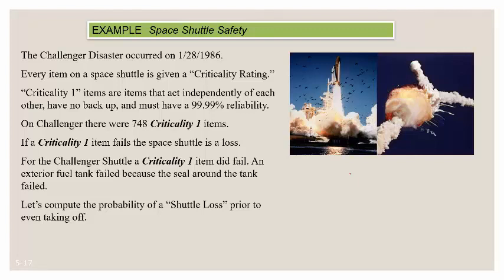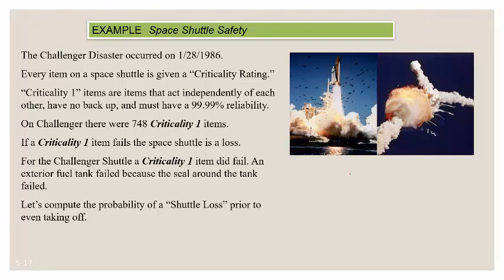So what happened was, I'll skip ahead a little here. An exterior fuel tank failed because the seal around the tank failed. And the liquid nitrogen just caught fire and the ship just exploded. Okay, so let me give you some information. Every item on the space shuttle is given what's called a criticality rating, every single piece that goes on the space shuttle, down to every single screw. They classify the criticality as criticality 1, criticality 2, criticality 3, and so on.